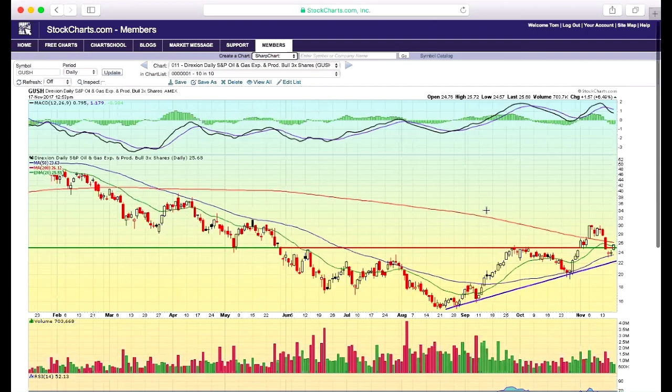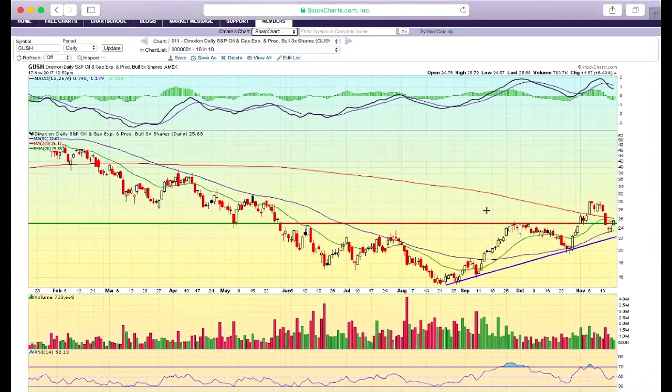But here's GUSH. One thing I'll say, I marked everything as if it was an individual stock or a regular ETF. Now, keep in mind, this is a leveraged ETF. It's actually tracking the oil and gas index, and it's a bullish three times. So if that index goes up 1%, in theory, this should go up 3%. The only thing I always suggest is that when you're trading these leveraged ETFs, you really watch the underlying technicals on the index that they're designed to track.